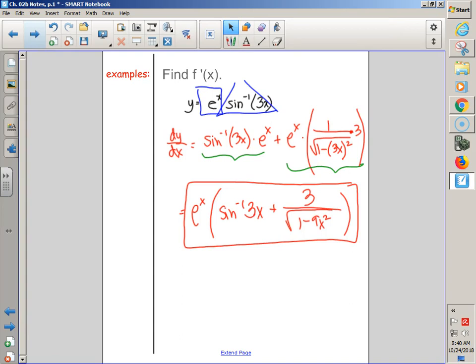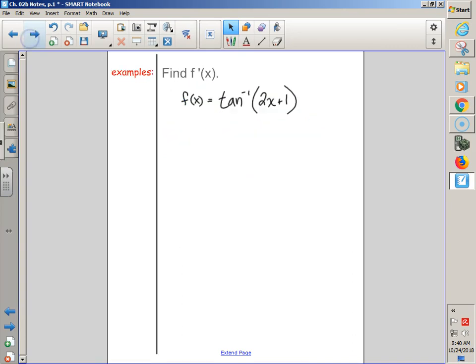Have we practiced the sine inverse rule a lot? Yeah. Does that mean we've kind of practiced the cosine inverse rule? The only thing that would change would be a negative. So let's practice another tangent inverse one. But we just did a tangent inverse a second ago, so you guys go.